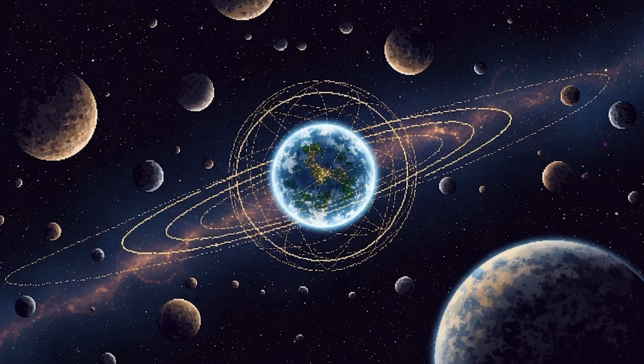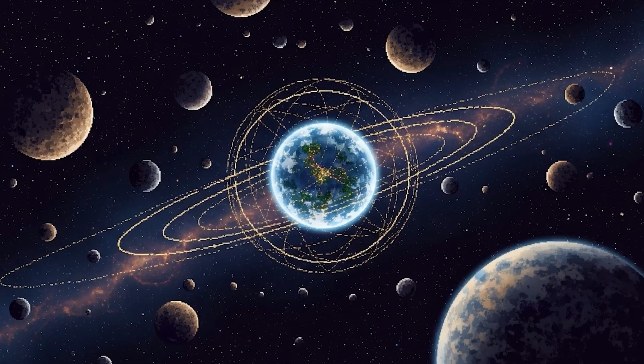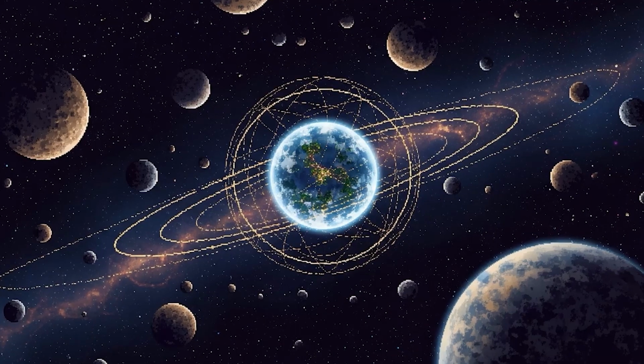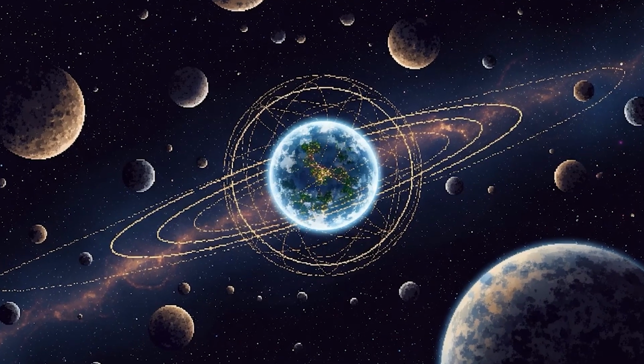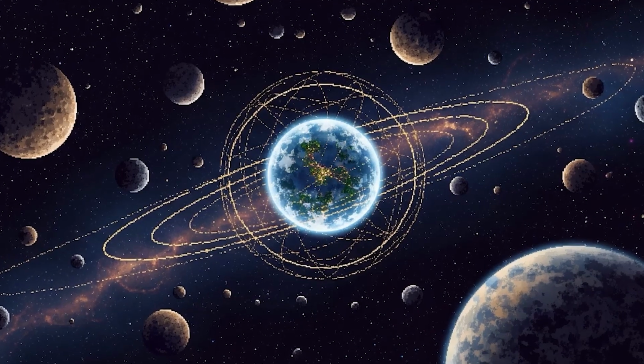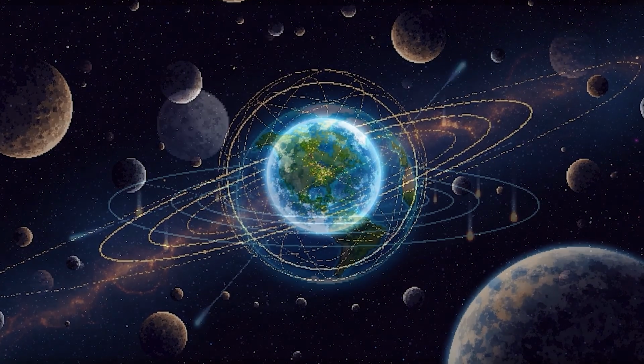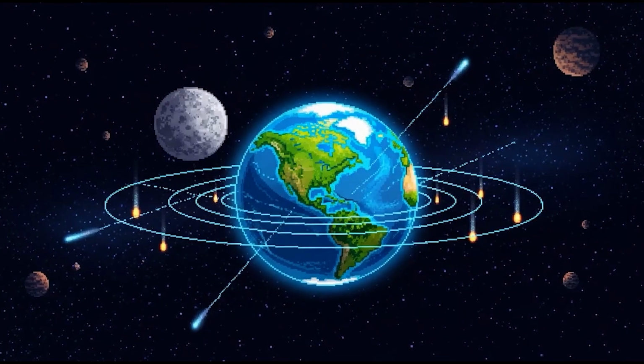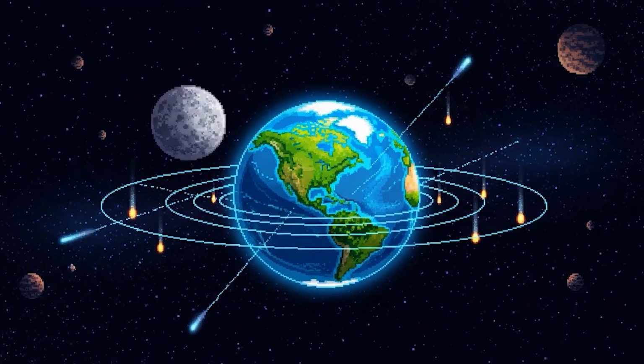The radial velocity method provides crucial information about an exoplanet. From the period of the stellar wobble, we can determine the planet's orbital period. From the amplitude of the wobble, the maximum speed at which the star moves towards or away from us, we can infer the planet's minimum mass.